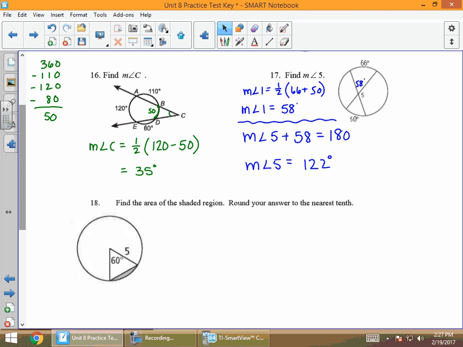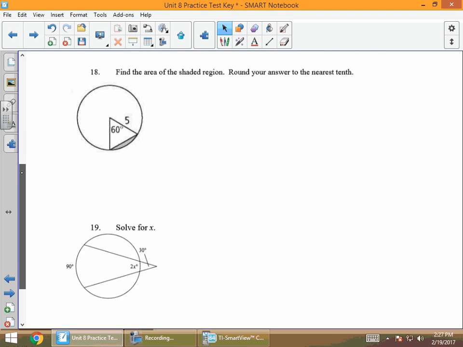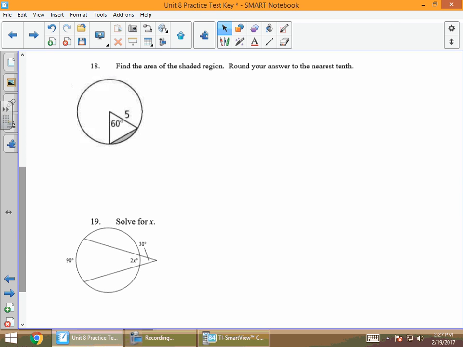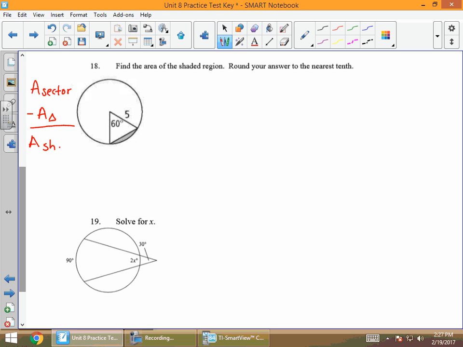And that brings us to question number 18. Now this might be the toughest one on the entire practice, in my opinion, because the question wants us to find this tiny little sliver that is the shaded region. All right, so as I think about this, the shaded region is part of the entire sector, but not part of the triangle. So what I'm going to do is take the area of the sector, and I'm going to subtract the area of the triangle to equal the area of the shade.